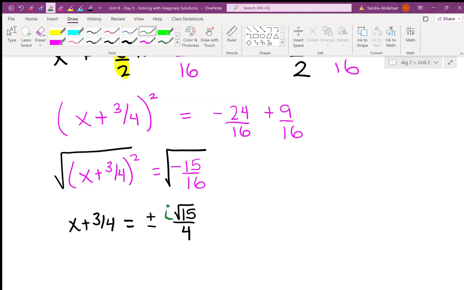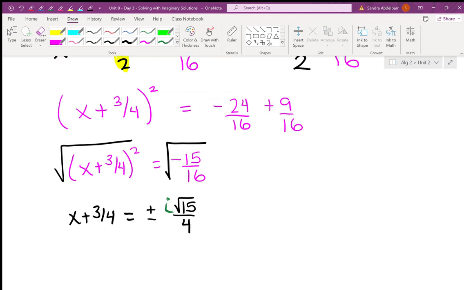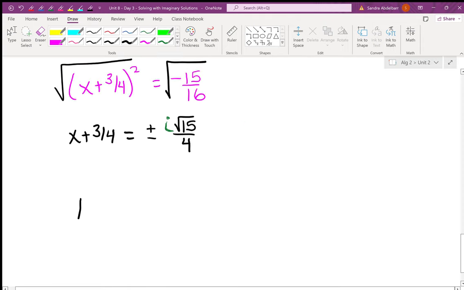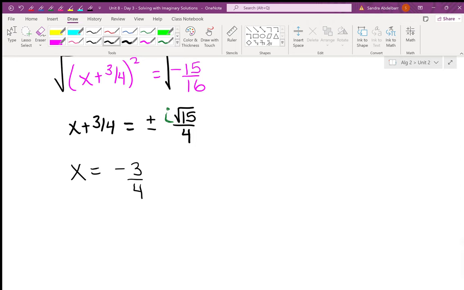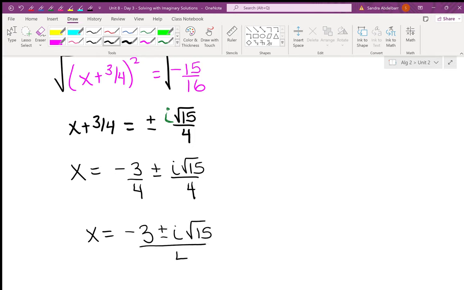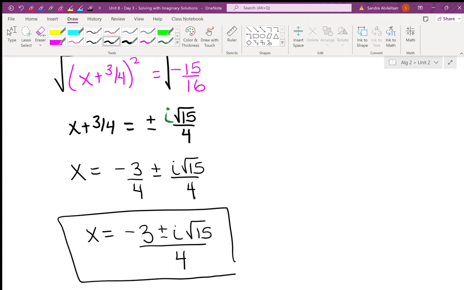Subtract that 3 fourths. So now we will have x is equal to negative 3 fourths plus or minus i root 15 over 4. There is a common denominator there, so we can just lump this all together. x is equal to negative 3 plus or minus i root 15 all over 4. How many answers is that? 2, because of the plus or minus.